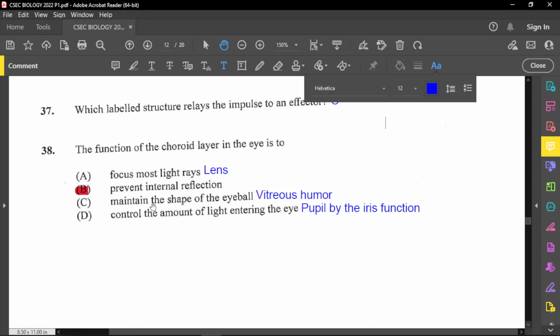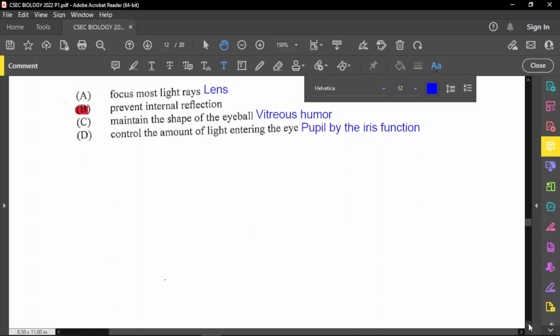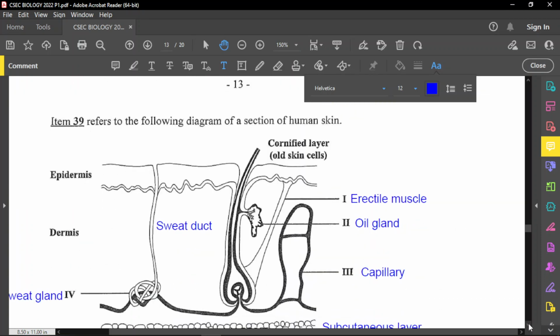Maintaining the shape of the eyeball is the vitreous humor. Controlling the amount of light entering the eye is the pupil, and the pupil is controlled by the iris. So the iris controls the size of the pupil. All right, so 39. Question 39 refers to the following diagram of a section of human skin.